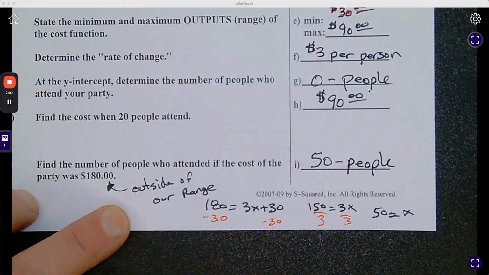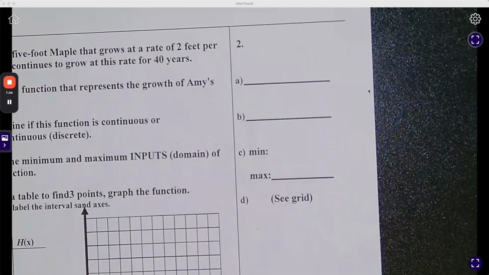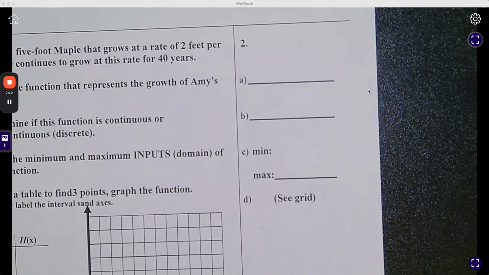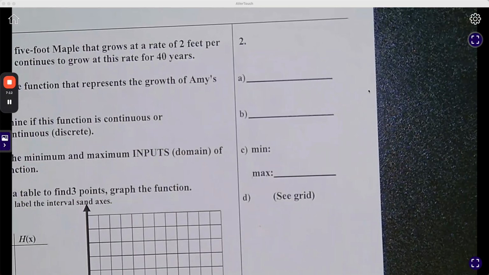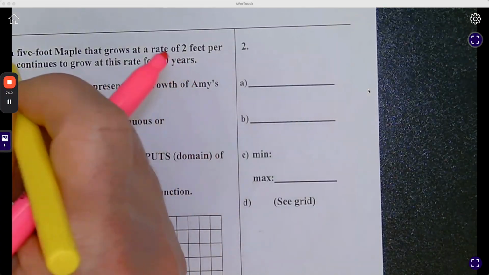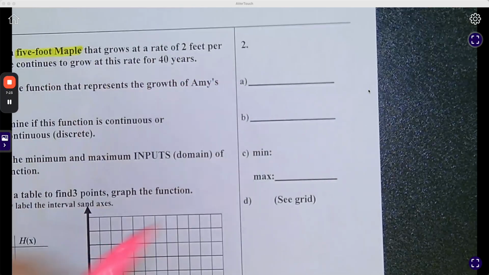Okay, let's go to the next one now. Okay, here we go. Amy planted a 5-foot maple tree that grows at a rate of 2 feet per year. Her tree continues to grow at this rate for 40 years. Okay, we have a lot of information. Notice the day Amy planted the tree, it was 5 feet tall.